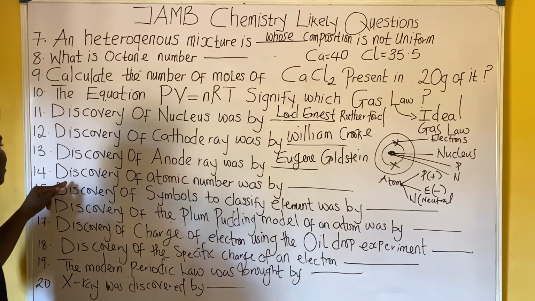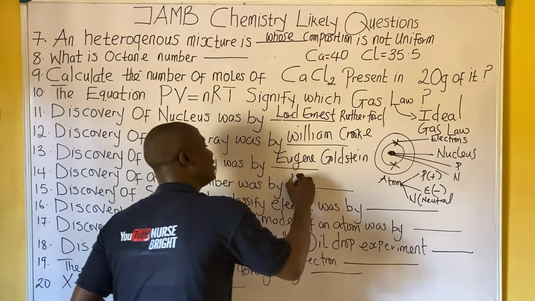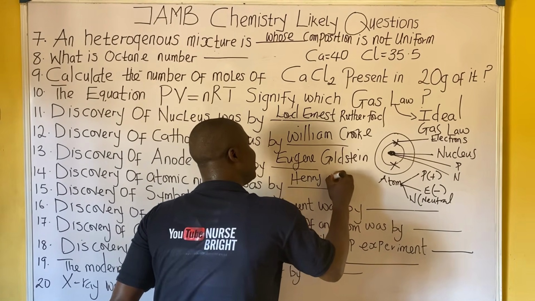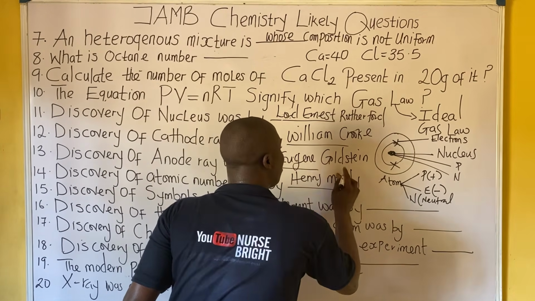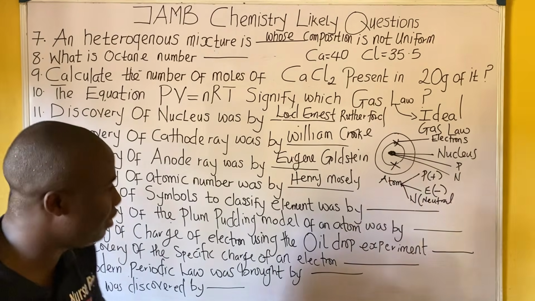So let's get into the next question. Question number 14 says, atomic number was discovered by a man called Henry Moseley. Please take note. Henry Moseley discovered atomic number. All these are very important.